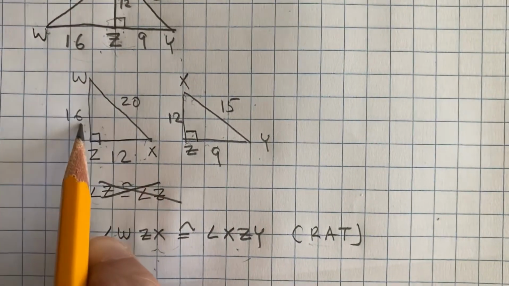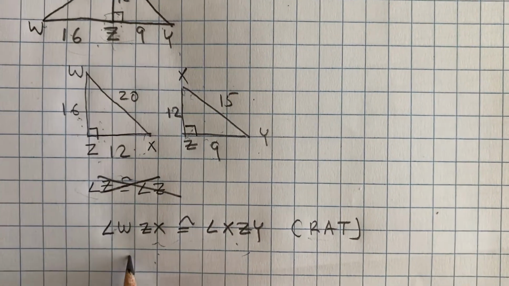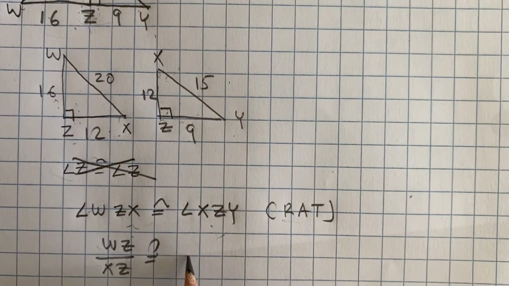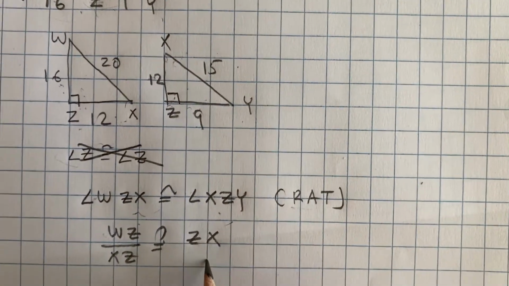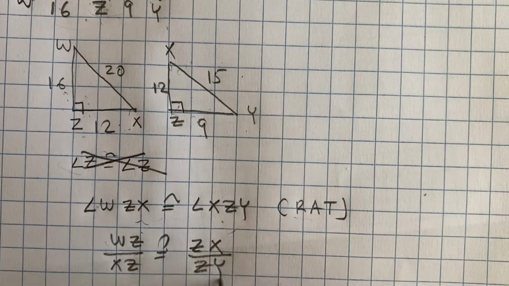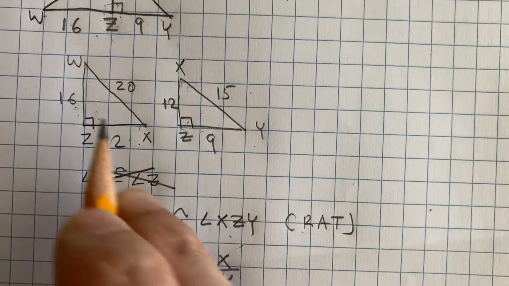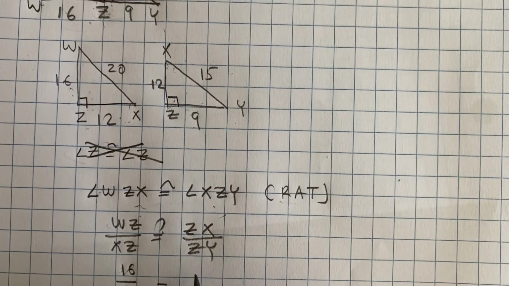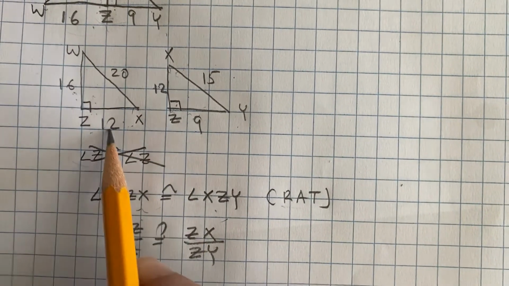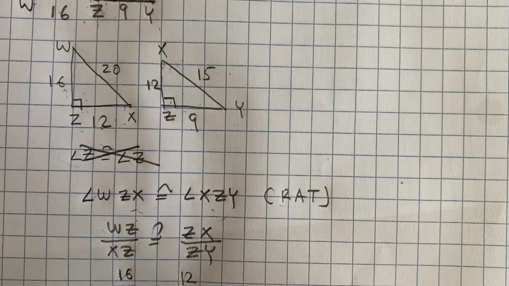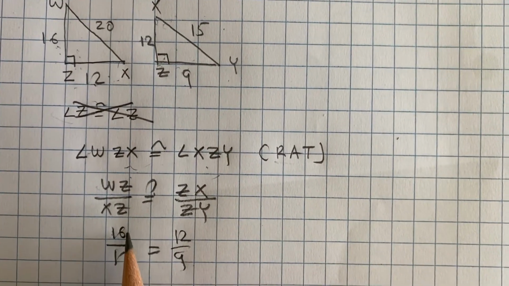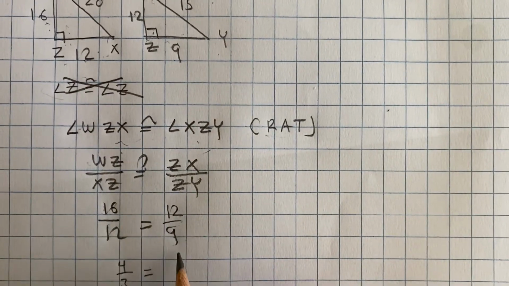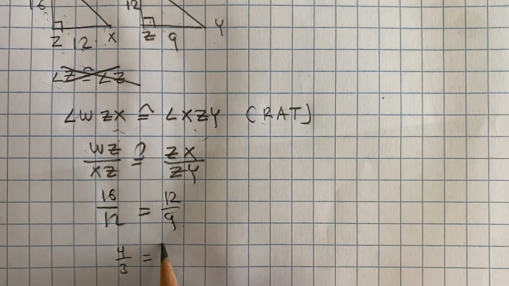And of course, you can just ask, is 16 is to 12, in other words, is WZ to XZ, as ZX is to ZY? So set those ratios. WZ to XZ is 16 to 12. And ZX to XY is 12 to 9. You can reduce this. Divide top and bottom by 4, you get 4 over 3. And divide top and bottom by 3, you also get 4 over 3.